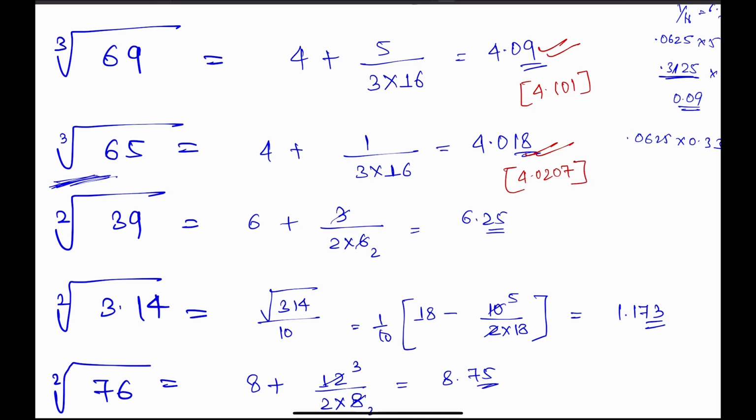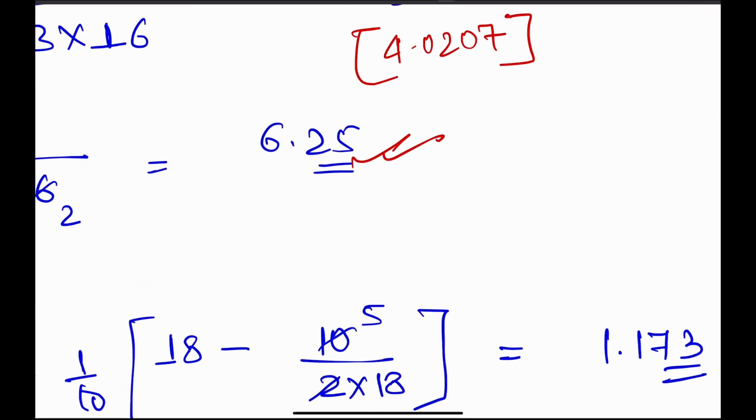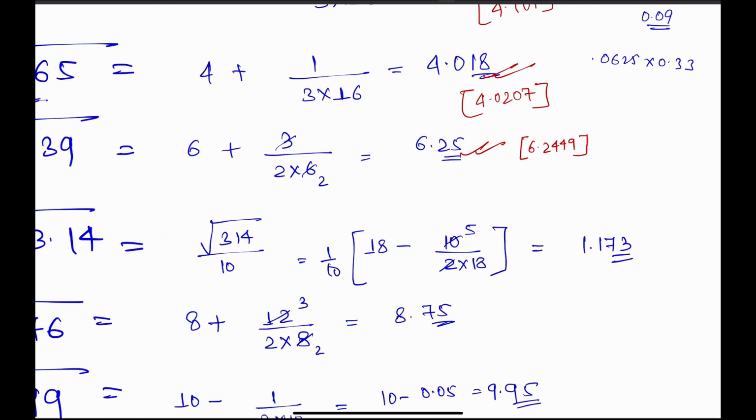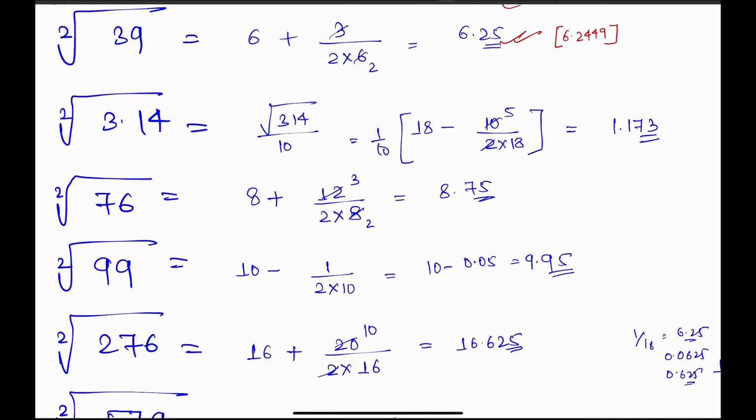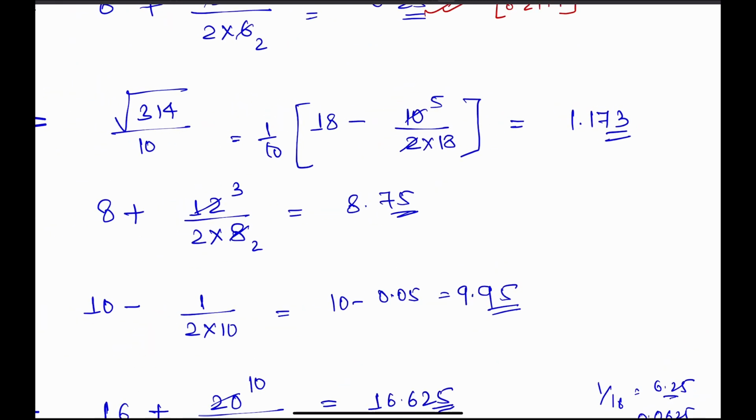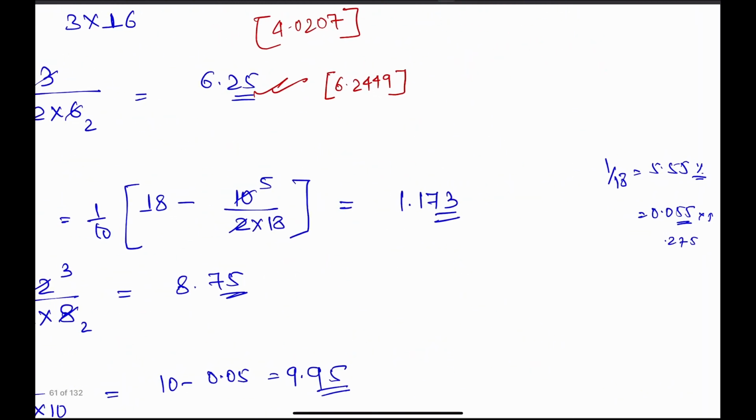And from now onwards, square root started. 39, 6 point, correct. See, the answer is so close, 6.2449, 3.1, 3.14, 1.77. Okay, that's something different. But it can be considered, but I suppose 1.772. Why this over here only changed?